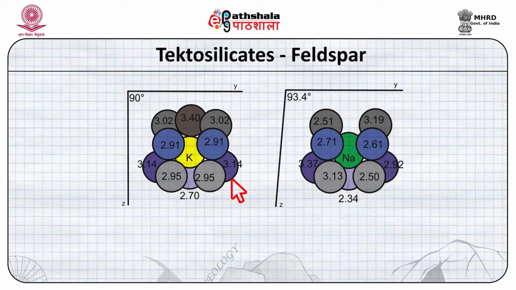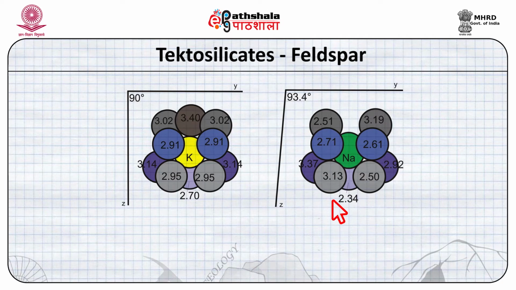The first part of the figure, if you see, the two axes on the sides mark an angle of 90° between them, indicating this to be a monoclinic symmetry. Whereas, in the second part of this figure, where potassium is replaced by sodium, you see that the angle is 93.4°, meaning that the orthogonal relationship is changed. Now, in case of sodium, if you observe the structure, the way the oxygens are distributed around is different.